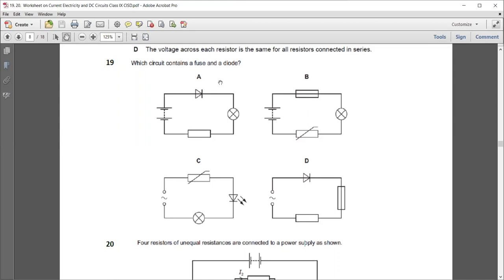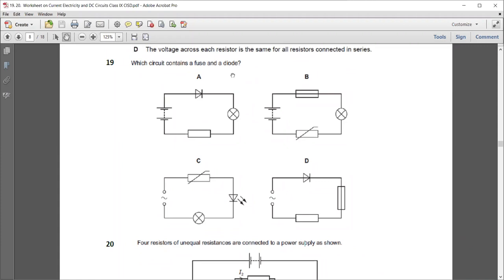So what type of diode is in C? Please, when you are getting this type of noises, mute your side. Otherwise, our recording will not be good.